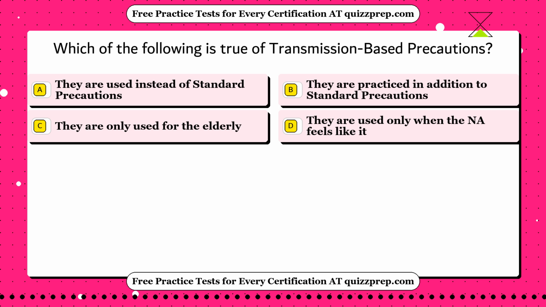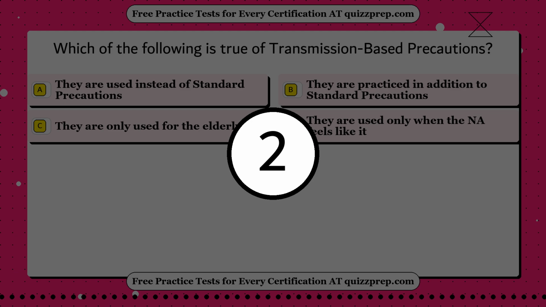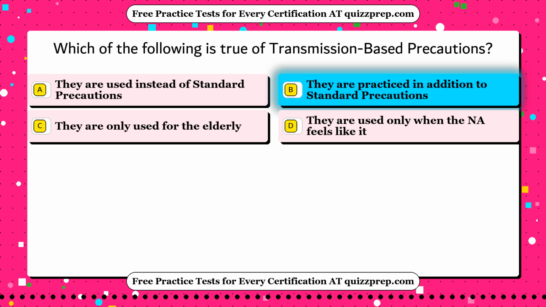Option A, they are used instead of standard precautions. Option B, they are practiced in addition to standard precautions. Option C, they are only used for the elderly. Option D, they are used only when the NNAAP feels like it. The correct answer is option B.